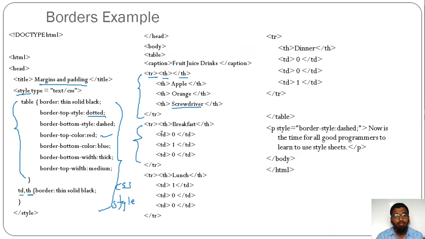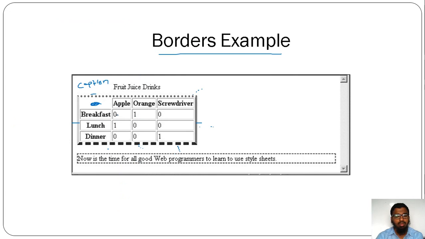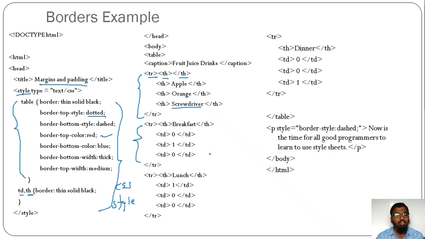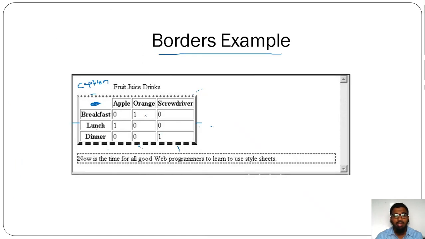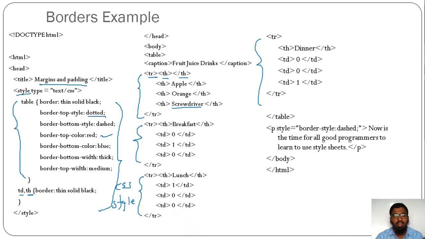Next, the second row: tr, th breakfast, and td 0, td 1, td 0. Another row: tr, th lunch, td 1, 0, 0. Next tr, th dinner, and td 0, td 0, td 1. We already finished this table, that's why I'm going fast. All the values will be available in this table, and we close the table here with the closing tag.